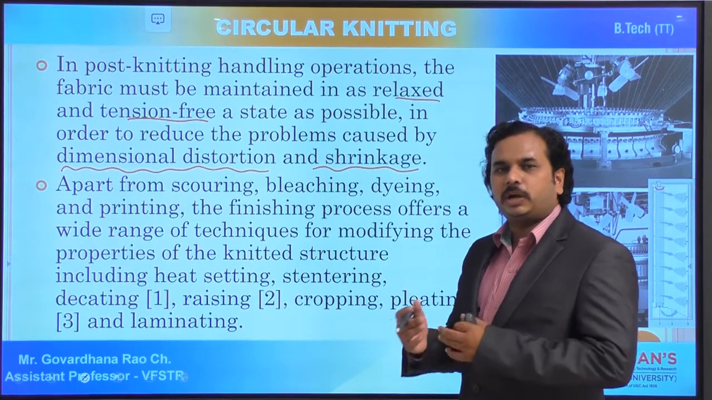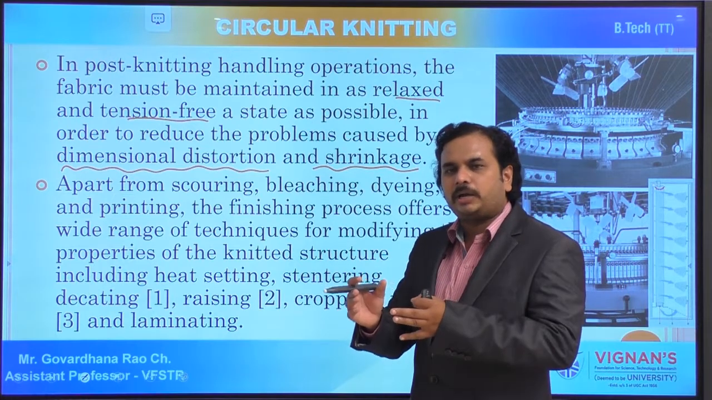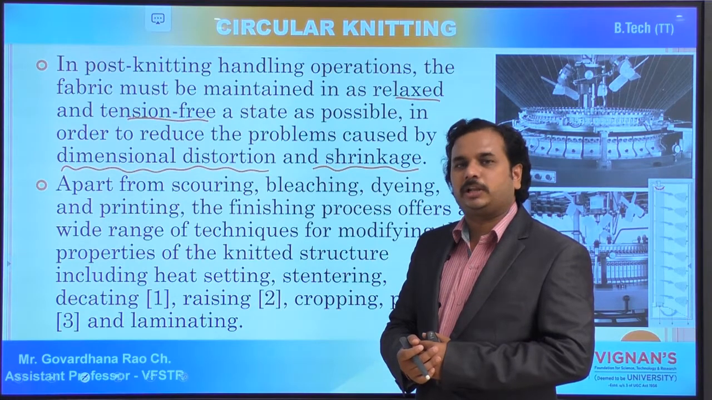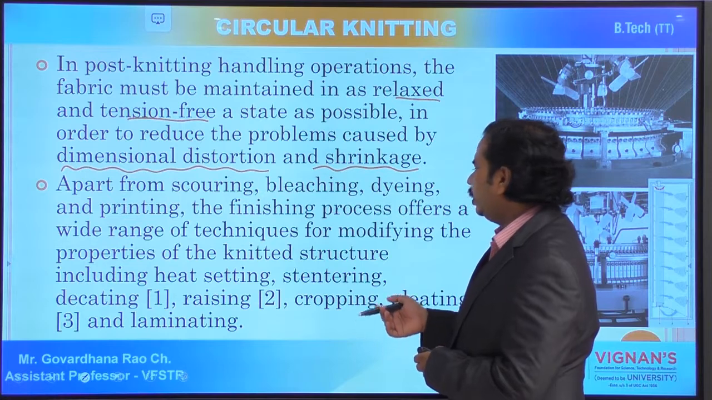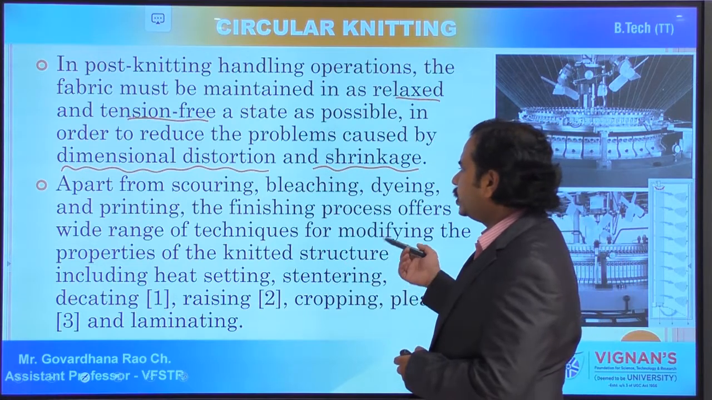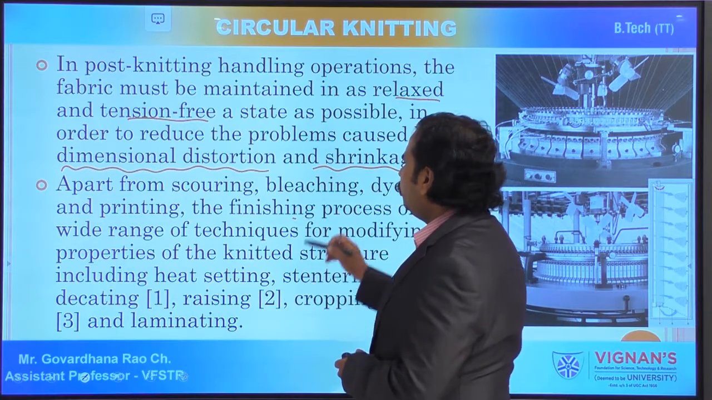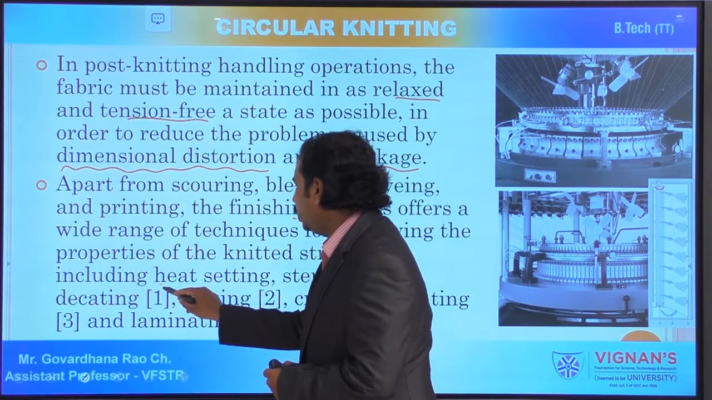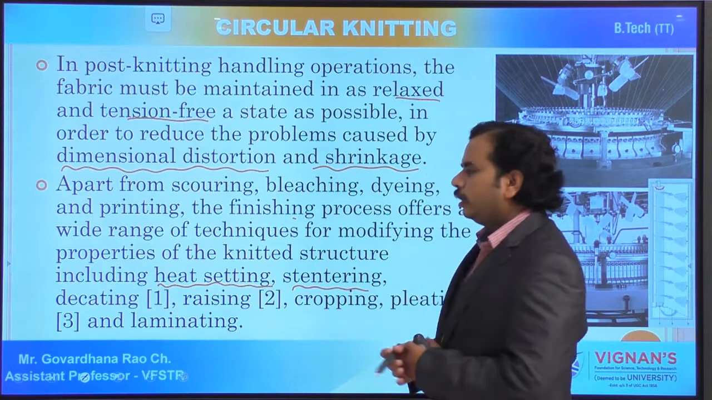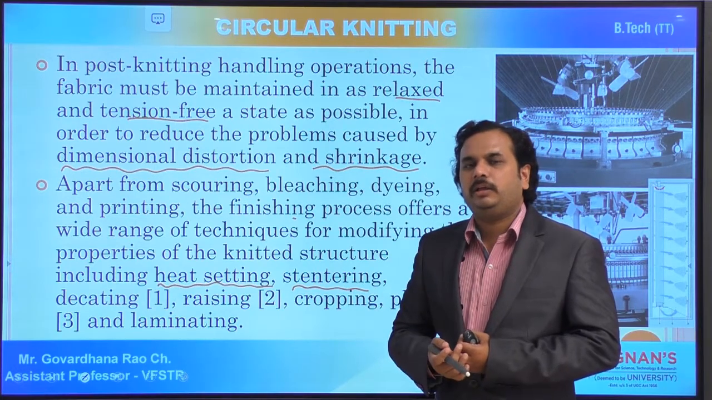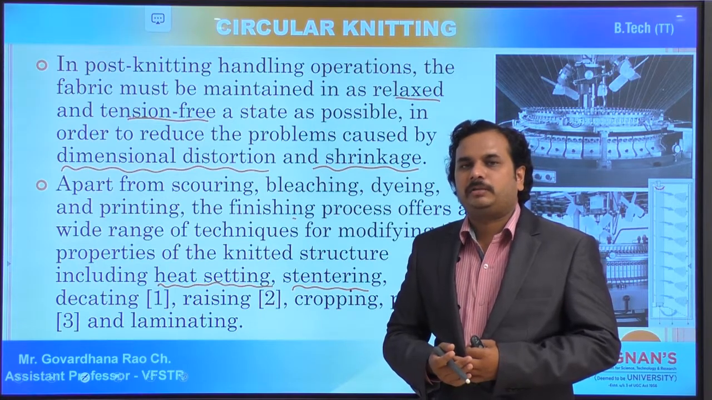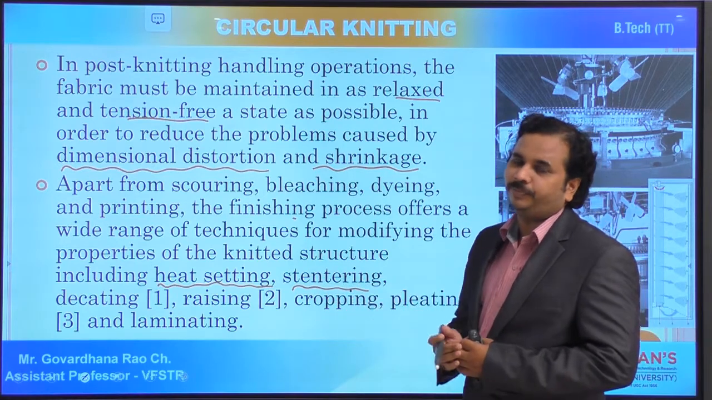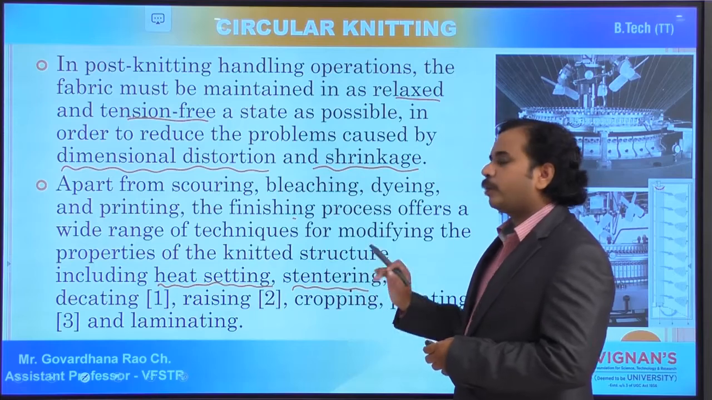Okay, so whatever the strain which is already imparted or already there in the fabric structure or in the yarn is to be released in the further process. So that is why we require so many finishing processes. Like you can see that in the finishing, particularly, to control this dimensional distortion and the shrinkage, we are going to use heat setting and stentering. So by using the heat setting and stentering, we are going to stabilize the fabric dimensionally. Okay, so this is the major thing in the process of finishing.